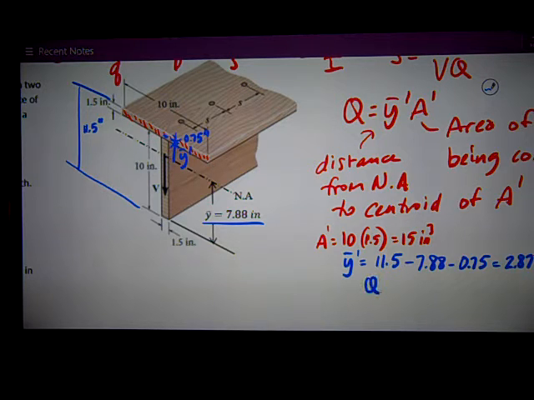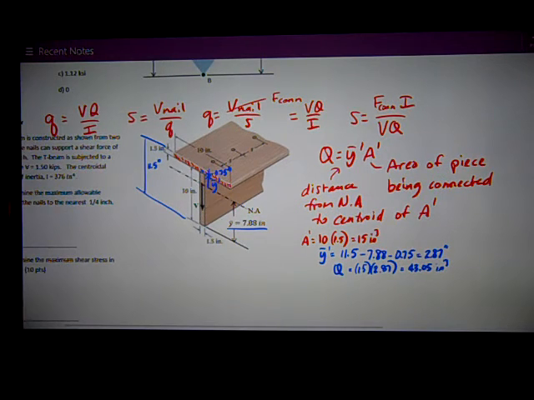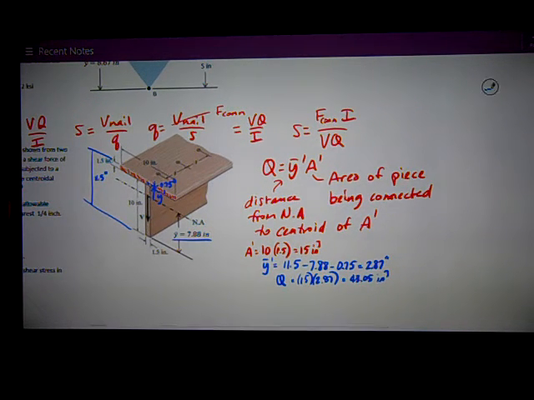Therefore, I can figure Q for the shear flow problem is those two numbers multiplied together. 15 inches squared times 2.87 inches is 43.05 inches cubed. So that's the hard number to figure. The rest of them I'm given, so I can plug back into this formula that S is equal to the force per connector, which is given to me.